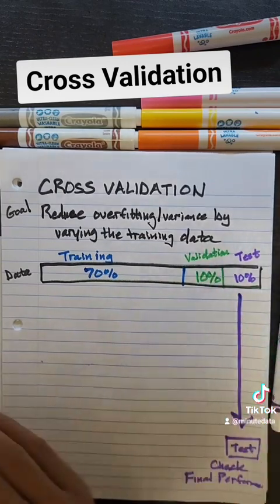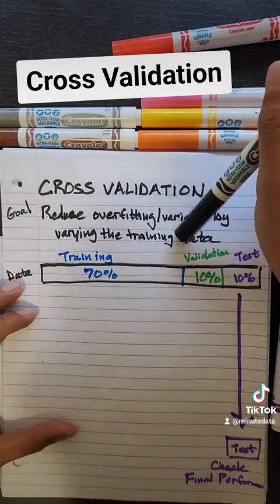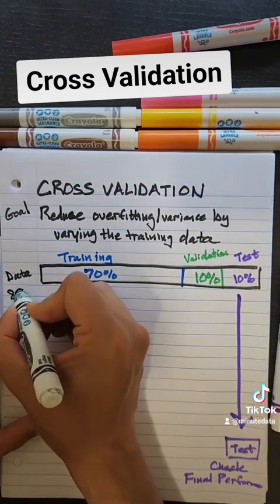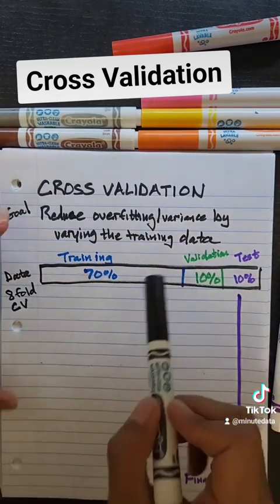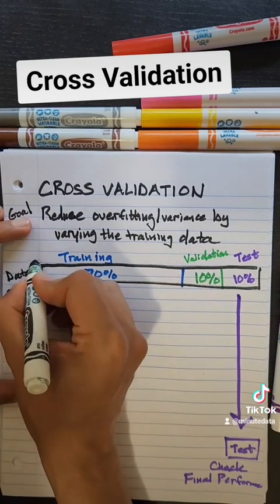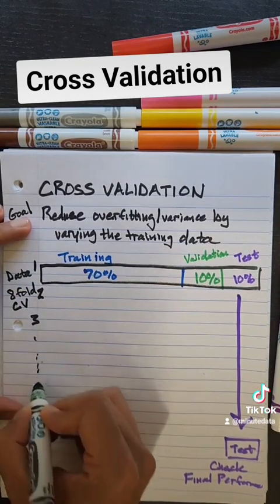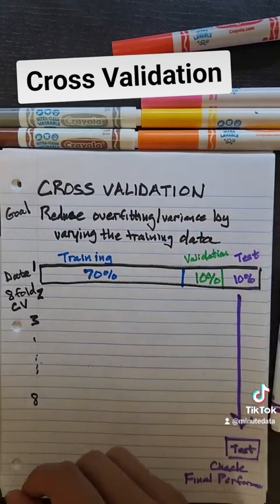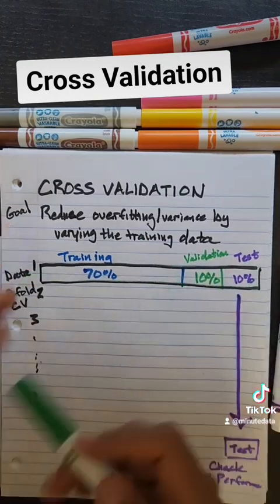Now, where does cross-validation come in? Cross-validation, again, is varying the training set. So what's going to end up happening is, let's say we're doing 8-fold cross-validation. This is going to be our first fold. Let's also look at the second fold, third fold, and the 8th fold. So we're going to do our training, build our model, do any tweaking. This is going to be our first fold.